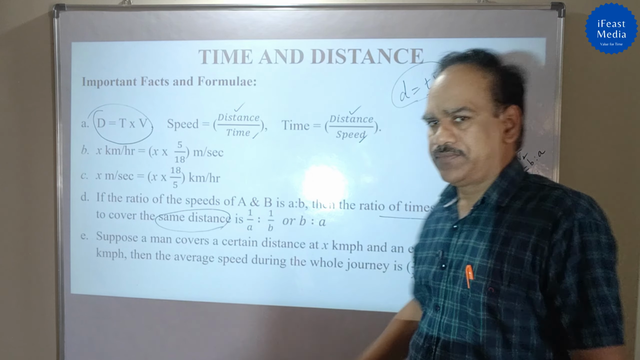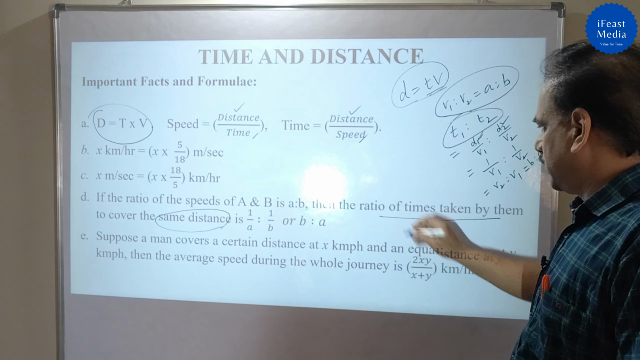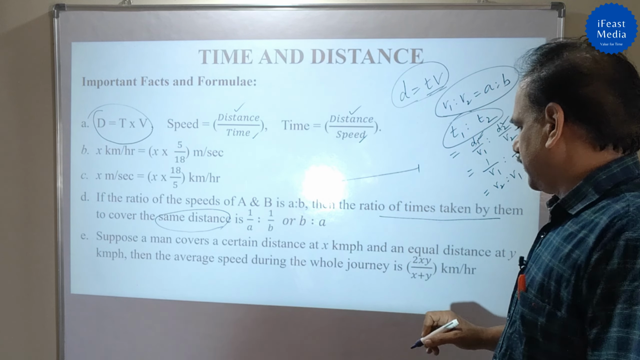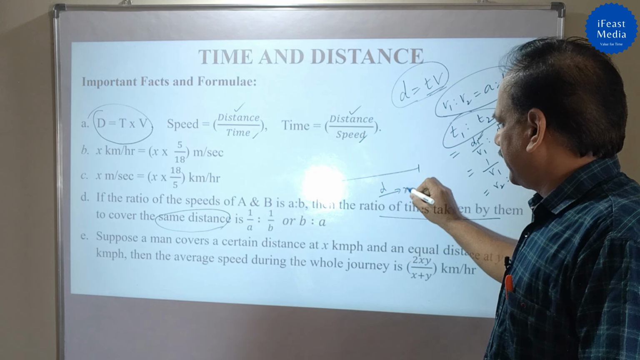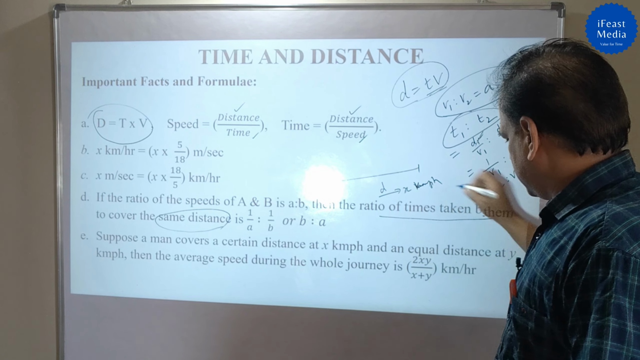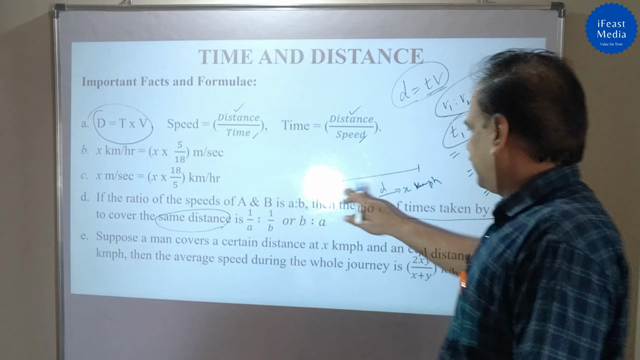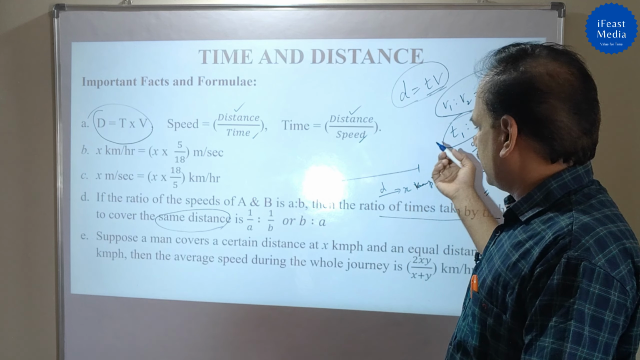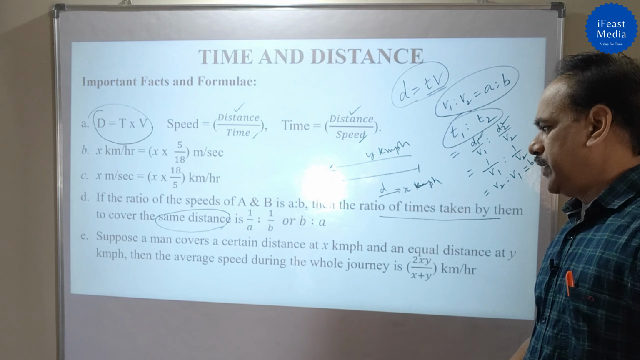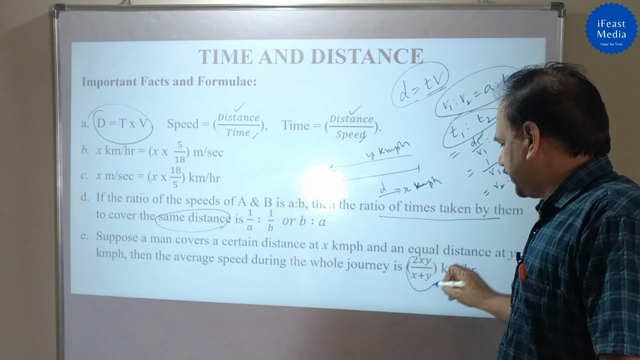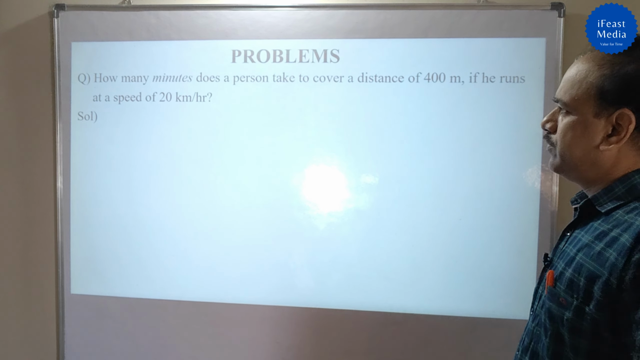So if the speeds ratio is A is to B, to cover the same distance, times taken ratio is B is to A, right? Suppose a man covers a certain distance at x kmph and an equal distance at y kmph, the same distance he covered, of course, in the same direction or in the opposite direction, then the average speed of the whole journey is 2xy by x plus y.